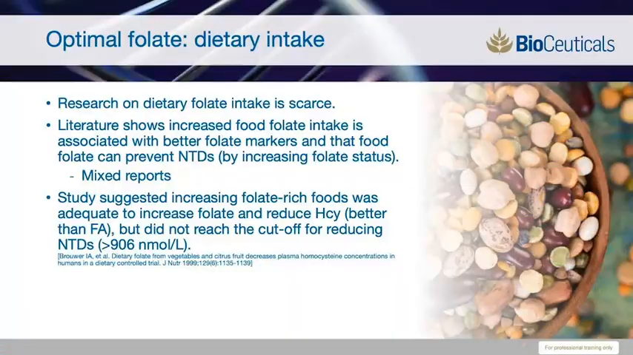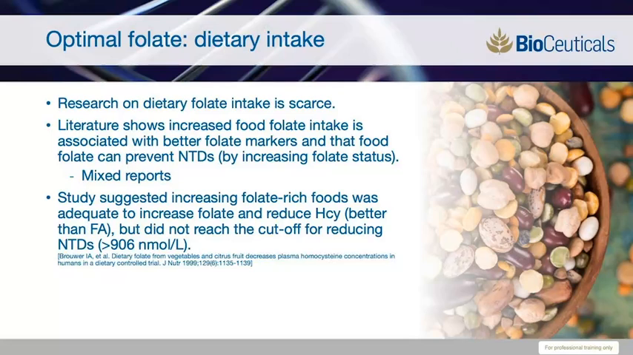So I'm talking a lot about supplements again, and unfortunately the research on dietary folate is quite scarce. So we want to tell people to eat real food. There are some studies, and I've mentioned them here. The literature shows that increased food folate is associated with better folate markers. So we're talking about your levels of folate, and that these levels of folate may prevent neural tube defects because it's improving folate status. But there are mixed reports.